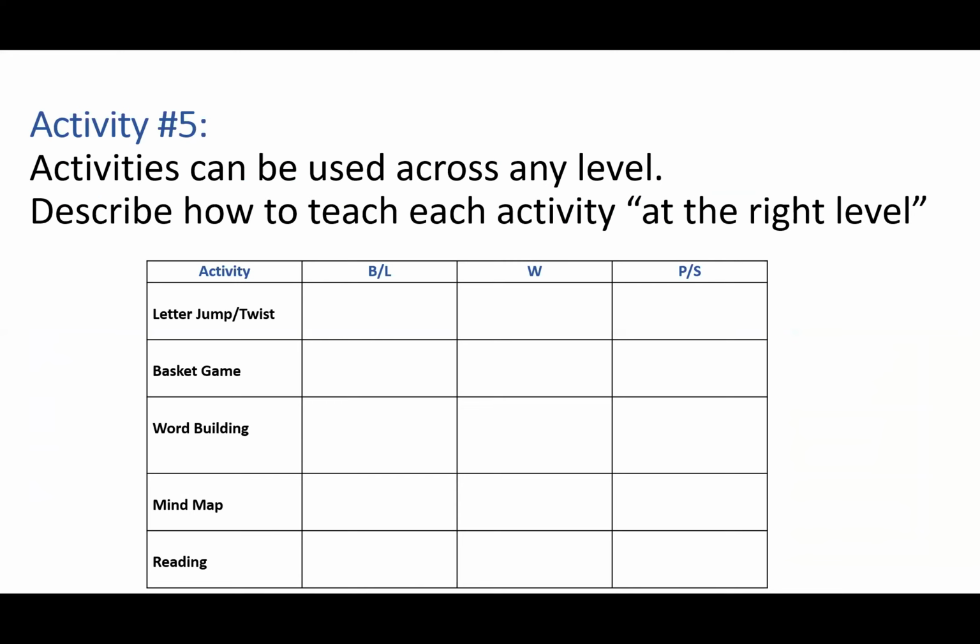Our last activity is for you to think about all the levels now. Let's bring it all together. Here are the different common activities within TaRL. And I want you to think about how you tailor each of these to the right level so that you're teaching those activities at the right level. So what do you do in a letter and jump and twist for paragraph and story versus word versus BL? What do you do in basket game for BL versus word versus PS? And you're thinking about, well, what would I do differently in the implementation of these activities for the different levels? Good luck.